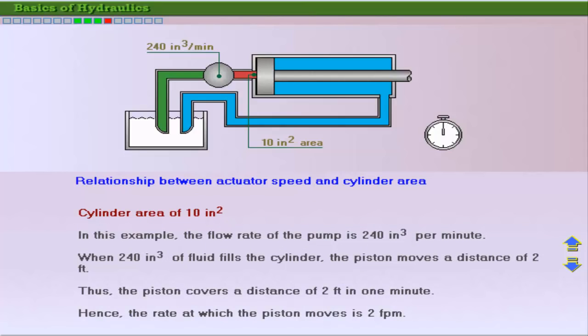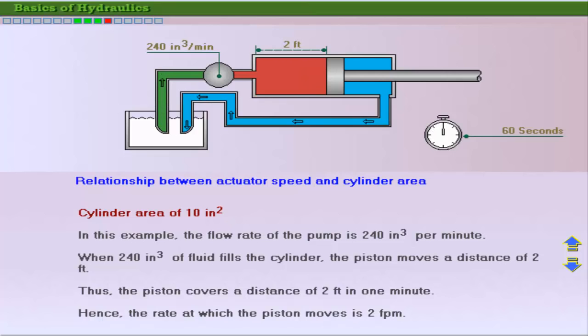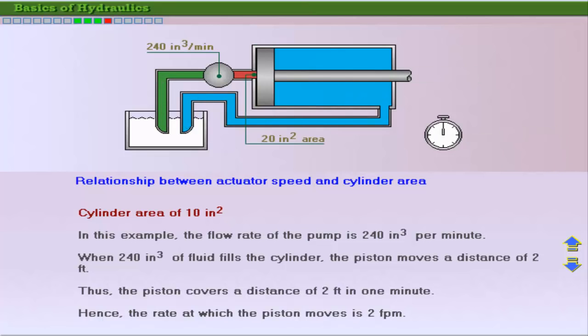In this example, the cylinder area is 10 square inches. The piston moves a distance of 2 feet in 1 minute when 240 cubic inches of fluid fills the cylinder. Hence, the speed of the cylinder is 2 feet per minute.